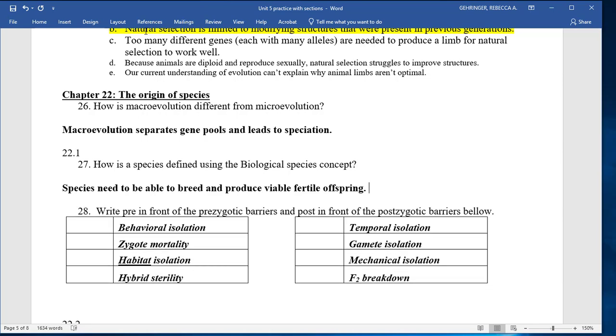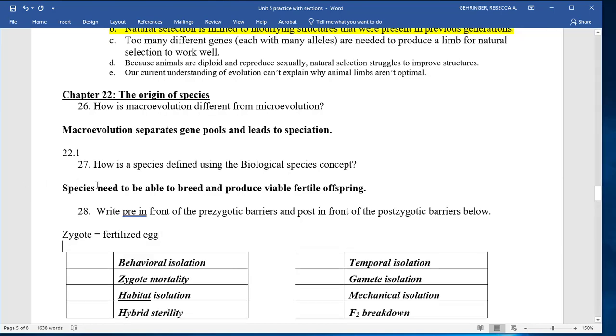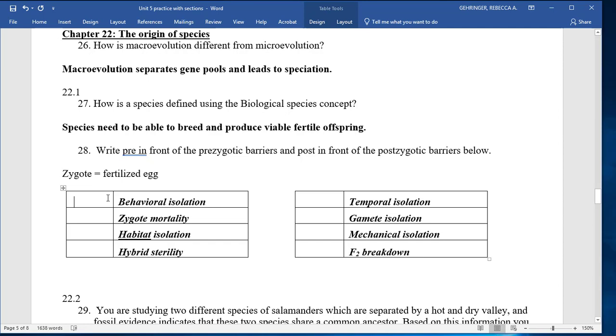So then we talked about those pre-zygotic and post-zygotic barriers to reproduction. So what's a zygote again? A zygote is a fertilized egg. Do you remember that? So if something is pre-zygotic, that means it happens before the egg was fertilized, right? Pre is before, and what's post? After. So post-zygotic barriers happen after the zygote's formed. So behavioral isolation, what was that? That was like if you had to have a certain song or dance or some other kind of behavior in order to mate. So that has to happen before the zygote forms. So that is a pre-zygotic barrier.